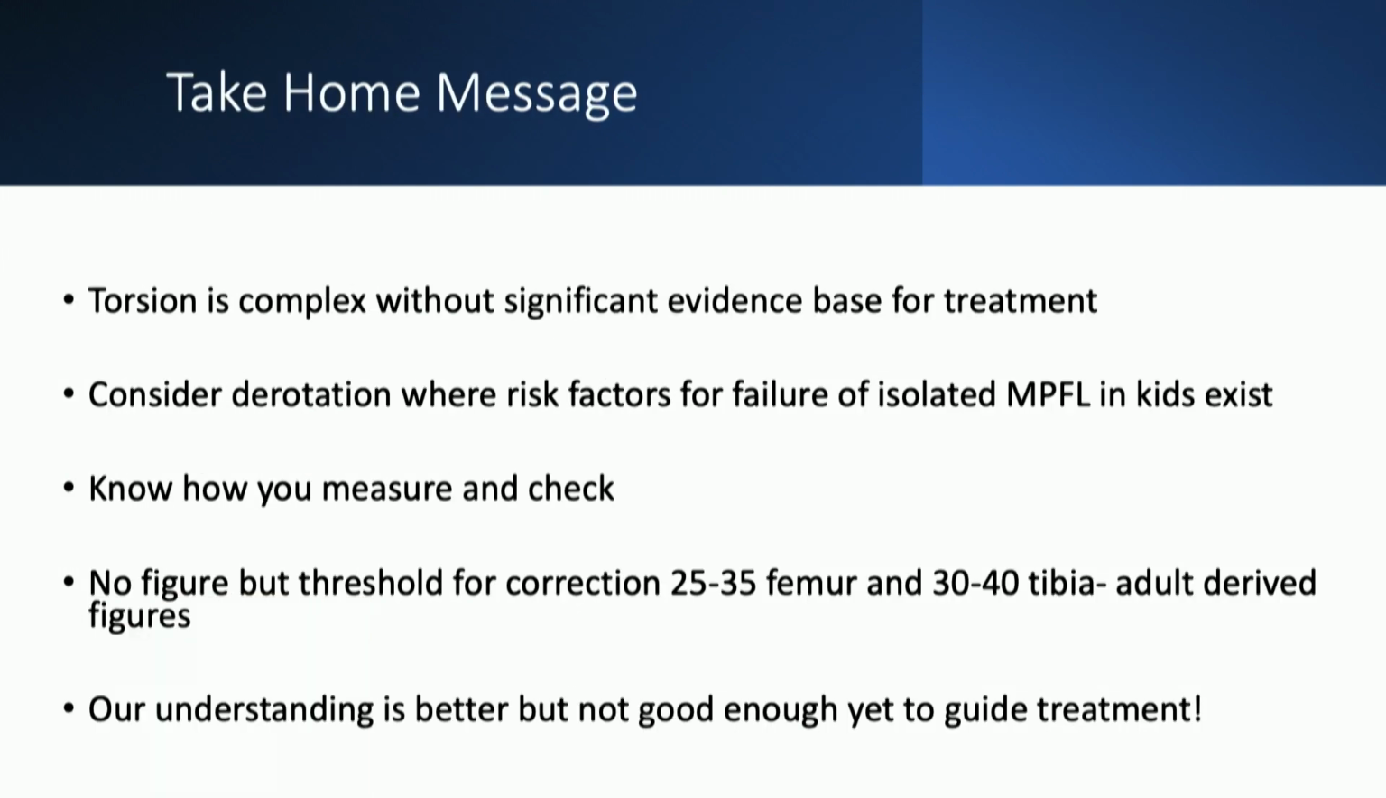So basically, take-home messages are, torsion is difficult, and we don't have a lot of evidence to guide us in management. But you should consider derotation where you have kids in particular with patellofemoral instability, because we know the failure rates for isolated MPFL reconstruction, although they're good for 2 years, at 5-year follow-up, about a quarter fail if you look at the big studies. Know how your radiologist measures, always check where they draw their lines, and don't base your decision just on a measurement, because there isn't a measurement that works. But the problem that we're having with torsion is we don't fully understand its relationship with patellofemoral instability yet. That will come with time. Thank you.